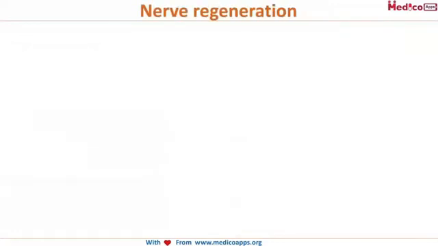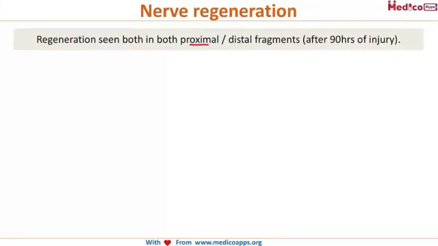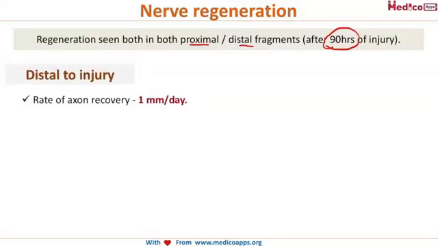Right? Now, let's get back to regeneration. We have seen that it is seen in both proximal and distal fragments, and it occurs about 90 hours after the injury has taken place. So, the changes which occur distal to the site of injury are axon recovery, that occurs at a rate of 1 millimeter per day. Please try to remember these numbers.